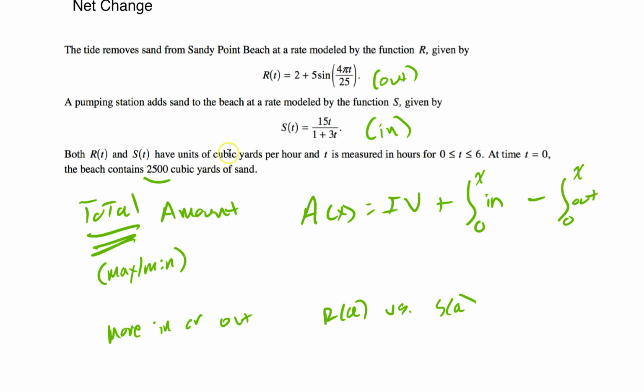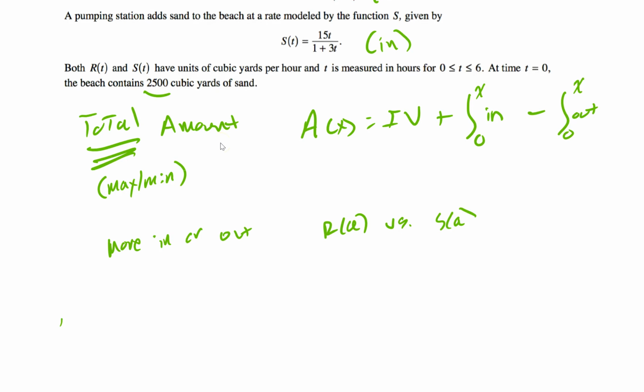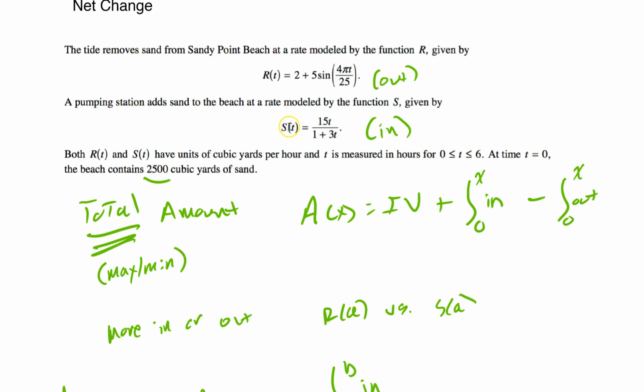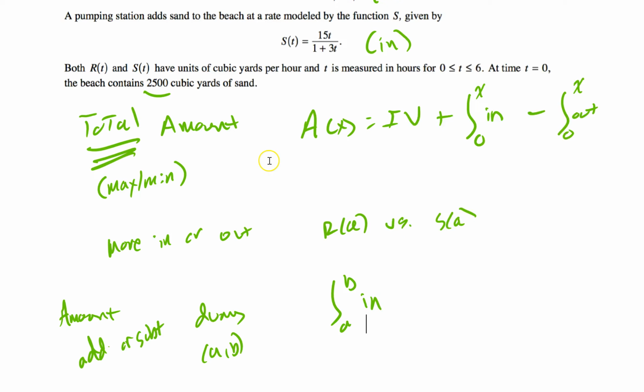If you want to find out the amount added or subtracted during a time frame, during A to B, so just the amount added or subtracted, no total amount, then you just integrate with everything we're talking about from those times. Added in, minus out, right? You do not add the initial value. So little things like that you want to keep in mind. So this is how we do net change problems here. So let's do a couple.